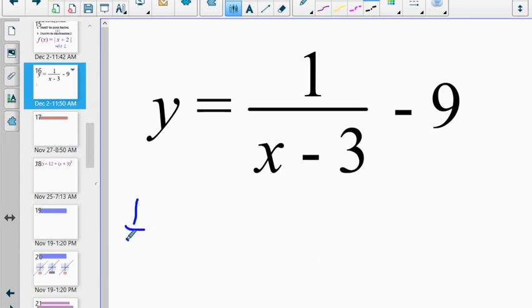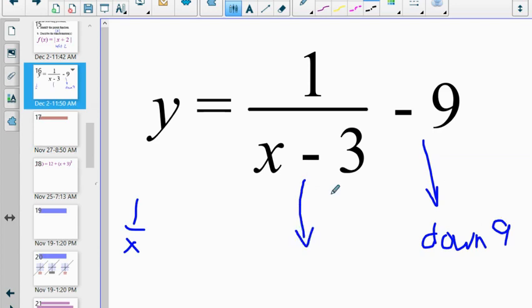My parent function is 1 over x. It's the only thing it could be. It's the only one that has a fraction. I've got 2 different things happening here. I've got that minus 9 that's going to move the graph down by 9. And then that x minus 3, that's happening inside my 1 over x function. That's going to move it to the right by 3.